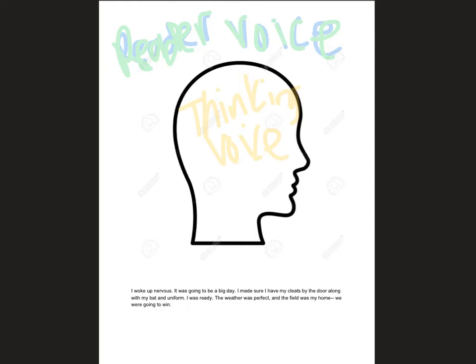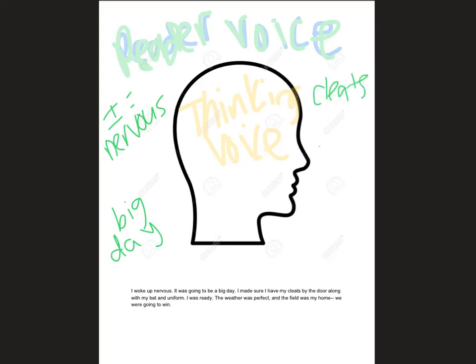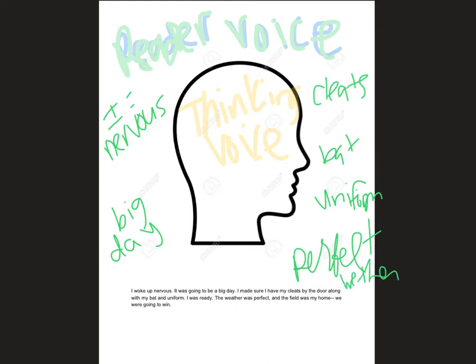So the first thing I have to do is make sure I gather details that I'm going to think help me with the inference. And the inference, according to Canvas, is where do I think this person is? So, let's see here. Nervous, so whoever I is nervous. Big day seems important. Cleats, bat, uniform. Perfect weather. Okay. Field. Ooh, field. Okay. And they want to win.